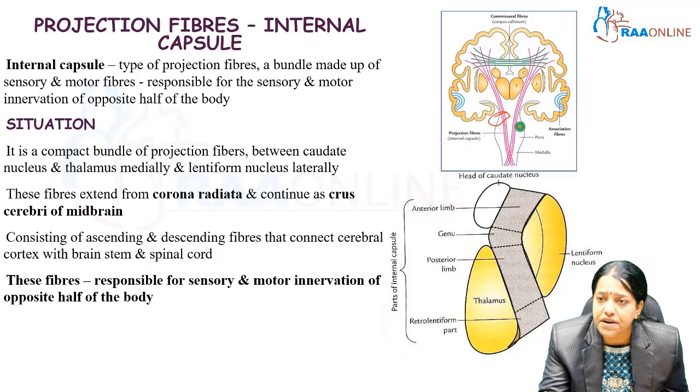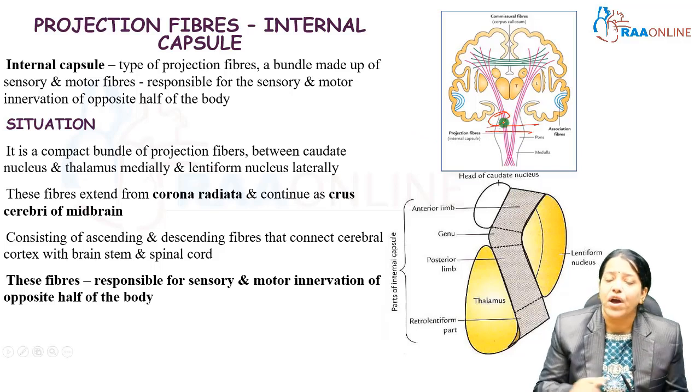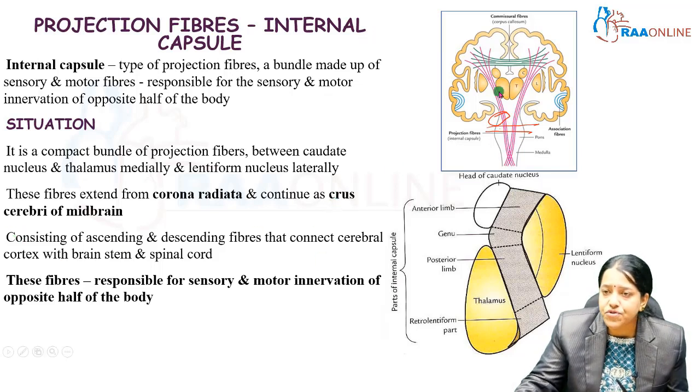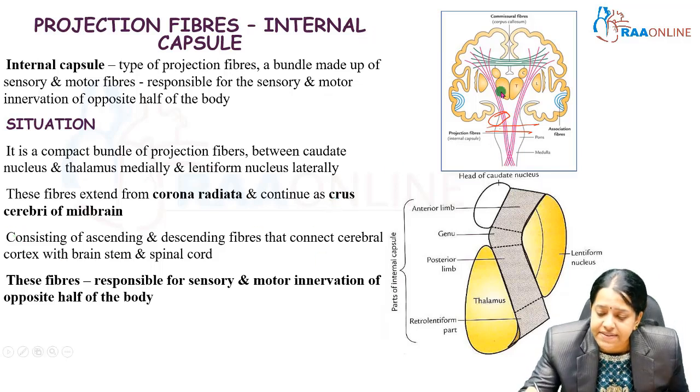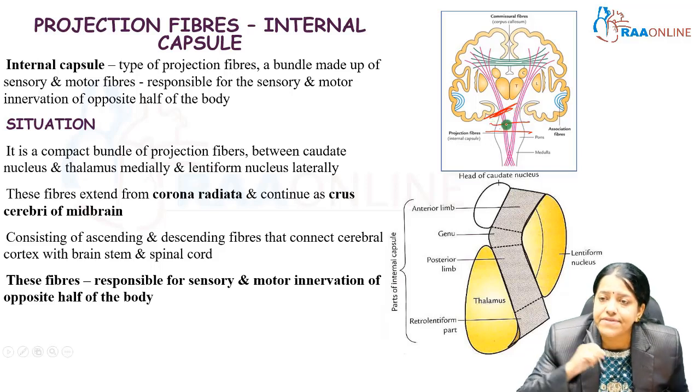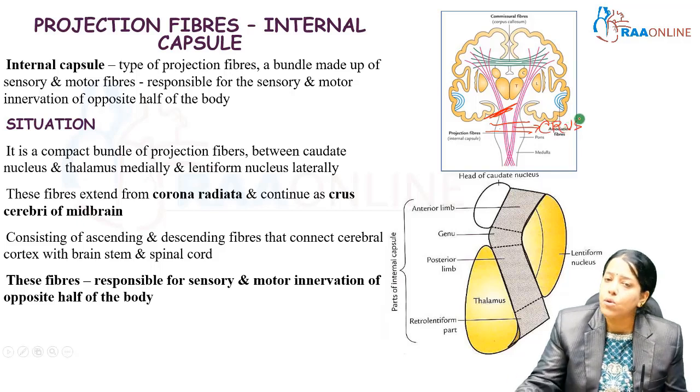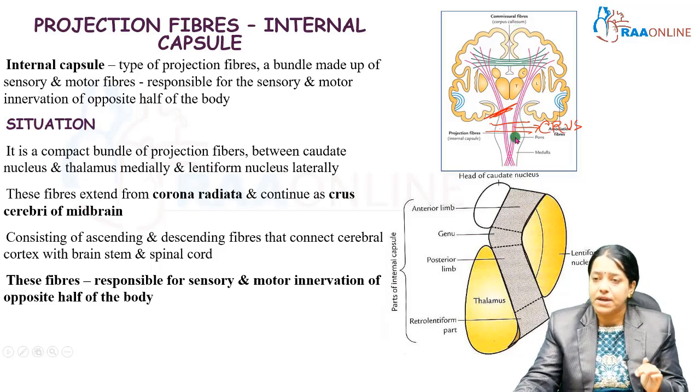Somewhere here it is entering into the midbrain. So in the midbrain, these fibers will continue as the crus cerebri. You have to remember that this is the exact spot we are talking about. Just below that you are getting the midbrain. So in the midbrain it is called the crus cerebri. If you see over here, this is the midbrain and this fiber is the crus cerebri. So it is continuing down as the crus cerebri.